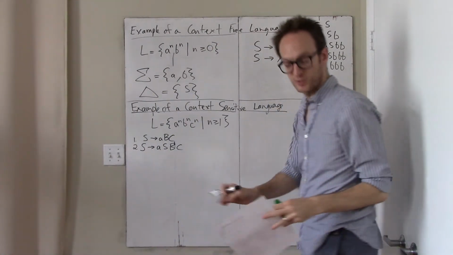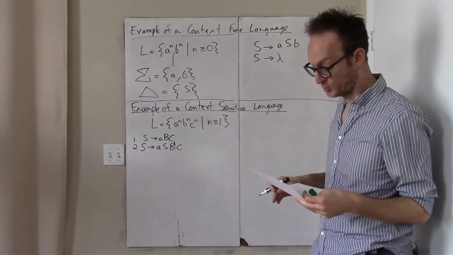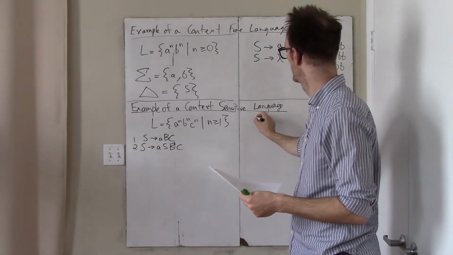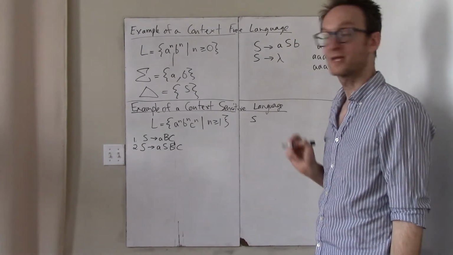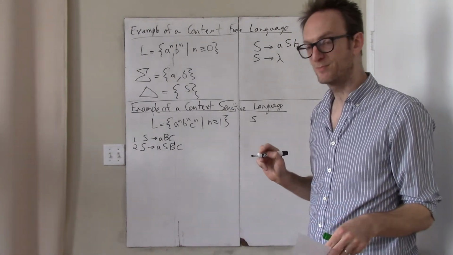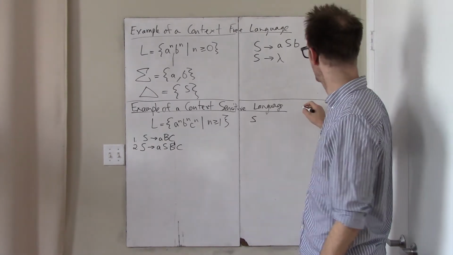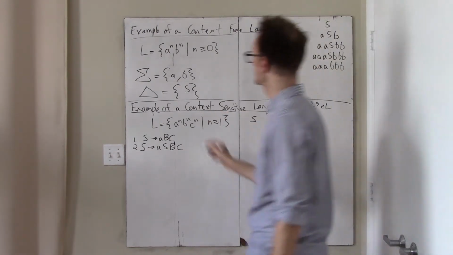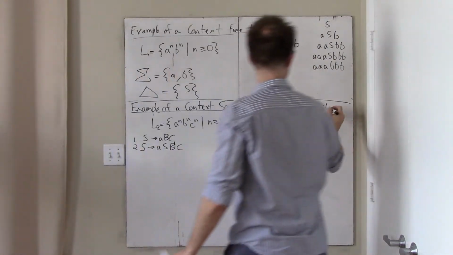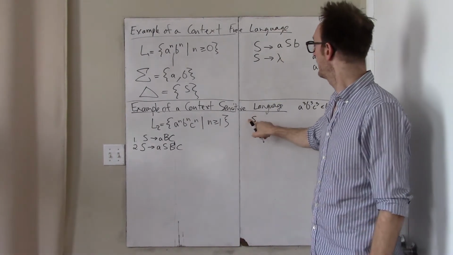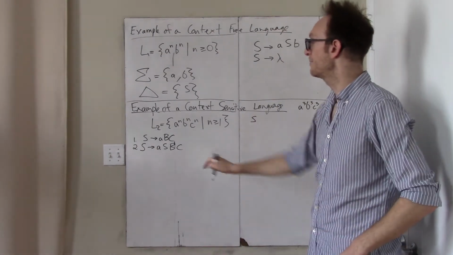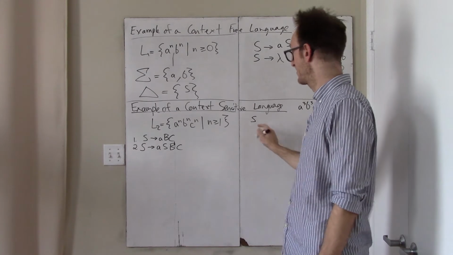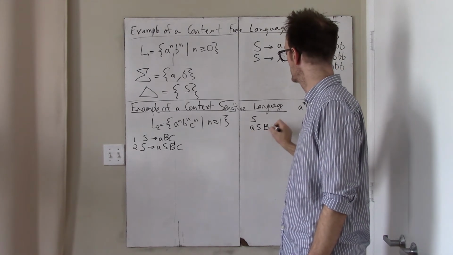So as I introduce the rules of this grammar, I think I will show a string generation. So maybe I want to do this over here. So let's start with S. And I'm going to make the string A cubed, B cubed, C cubed. A cubed, B cubed, C cubed is certainly in this language. Maybe call this L1, L2. It's certainly in L2. Okay, well here we go. We have our start symbol. Next, we apply rule 2 to replace S with A, S, B, C.